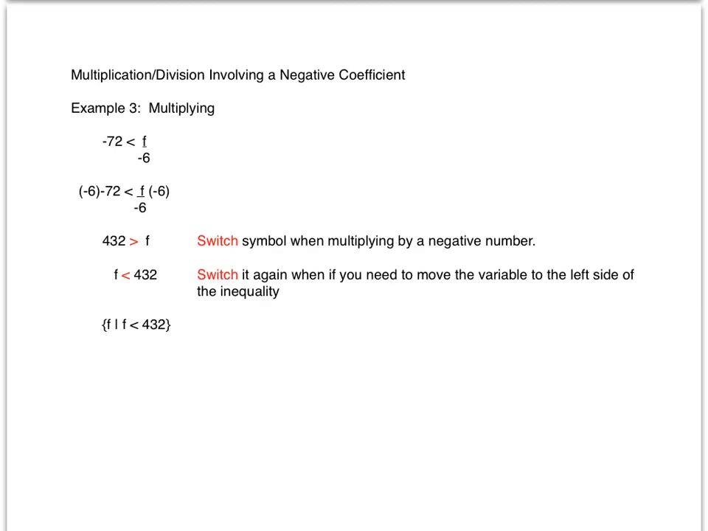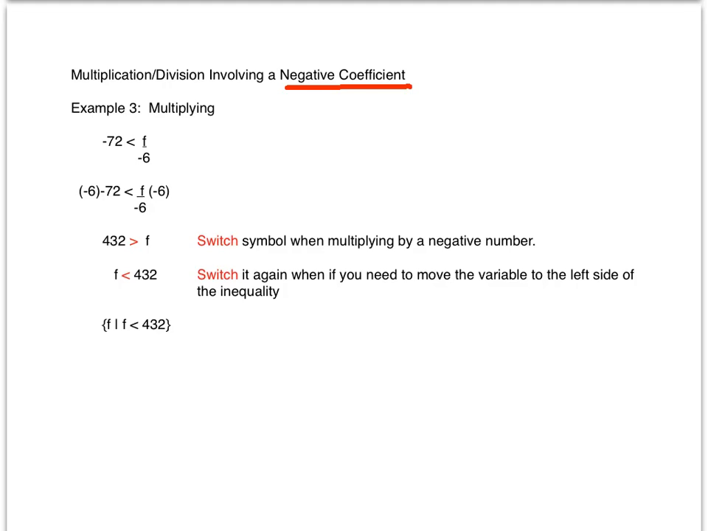Next, we're going to do multiplication or division involving a negative coefficient. This is going to be a little different than with positive coefficients because each time we multiply or divide by a negative, we have to switch our symbol to the opposite direction.